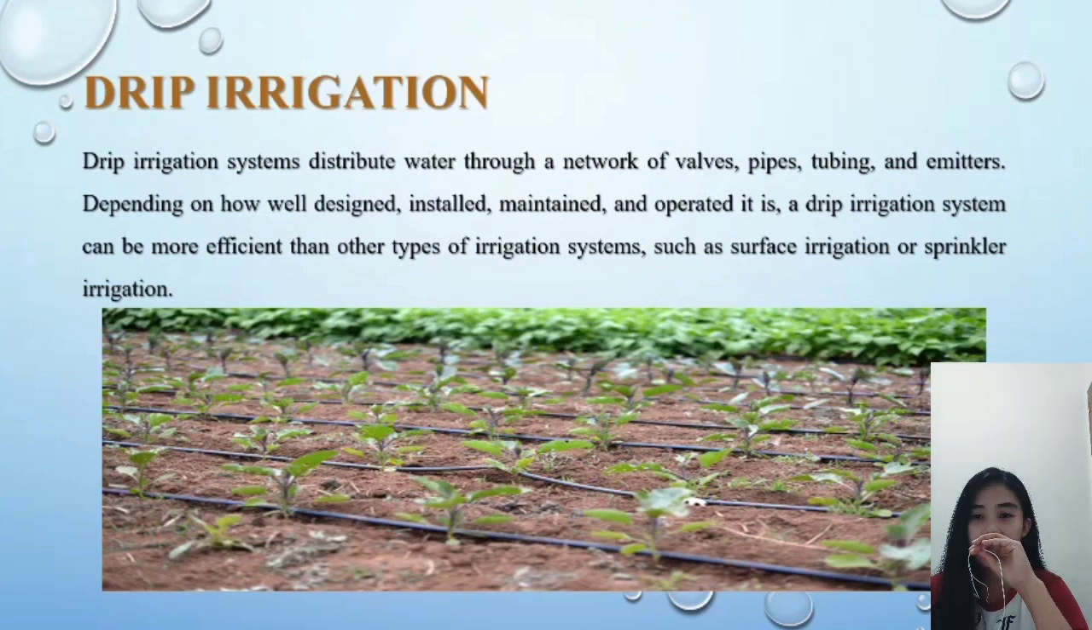Drip irrigation is the most effective, efficient water and nutrient delivery system for growing crops. It delivers water and nutrients directly to the plant's root zone in the right amounts at the right time. So each plant gets exactly what it needs when it needs to grow optimally.